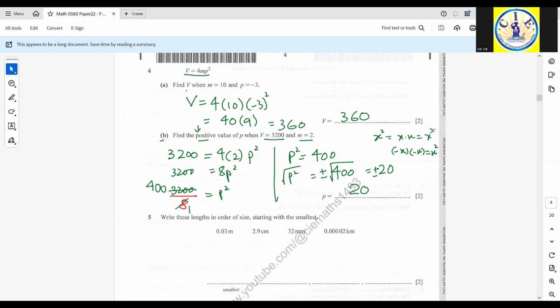Now for question number 5, write these lengths in order of size, starting with the smallest. First of all, I need to observe their units. The units are different. First of all, we would be converting all the units into a single unit, and then we can compare the quantities. For me, what I'm going to do is convert all of them into kilometers.